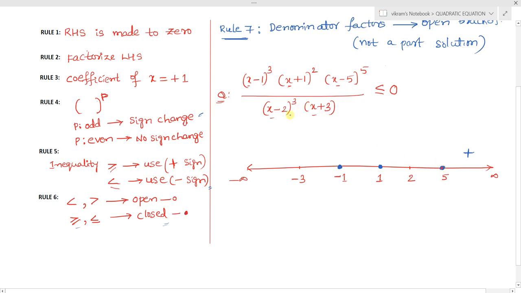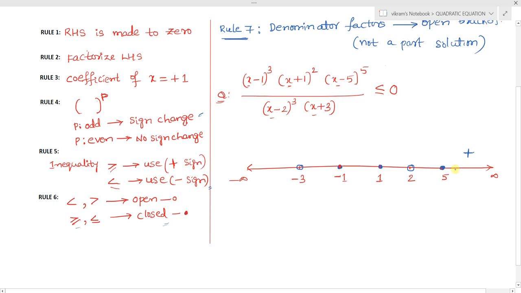Then the denominator factors are not part of the solution. x equals 2 is not in our solution, so open braces have to be used, and x equals -3 is also not in our solution. At -3 and +2 we have to use open braces. So we have represented the right of the rightmost root with the plus sign.